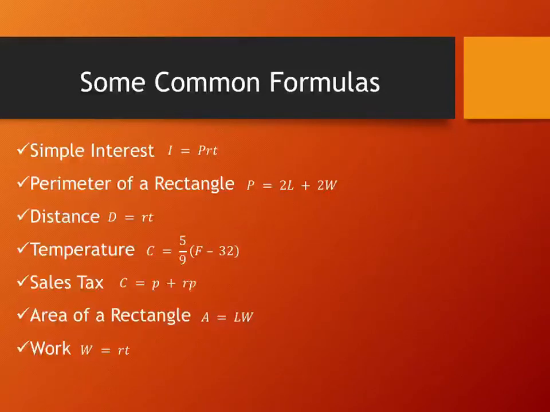Another one for a rectangle, area of a rectangle is length times width. And then work actually looks a lot like the distance formula. Work equals rate times time, just like distance equals rate times time. It's the context that changes, of course, to give you those different quantities.